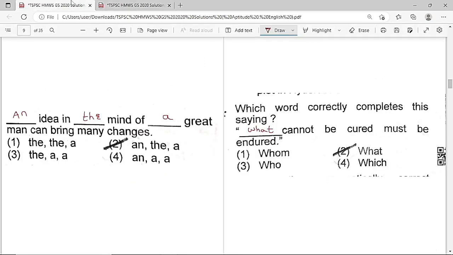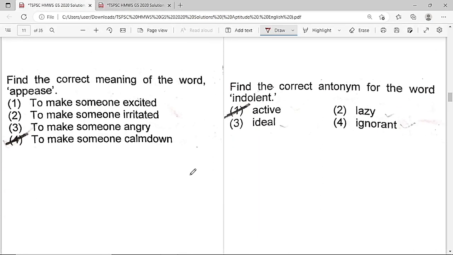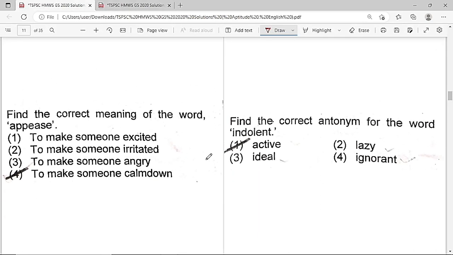Now we will discuss another question. The other question is: find the correct meaning of the word appease. In this question they are asking what is the correct meaning of the word appease.